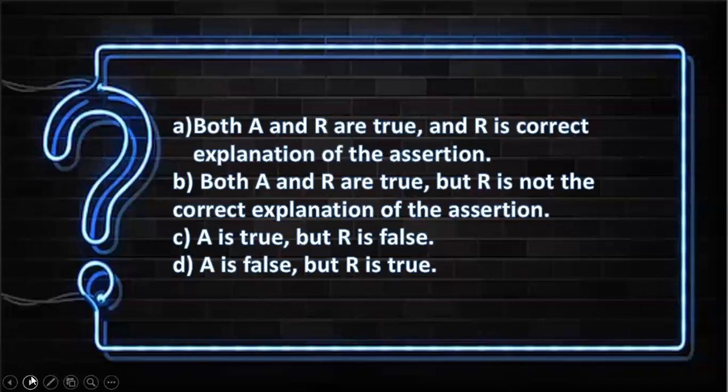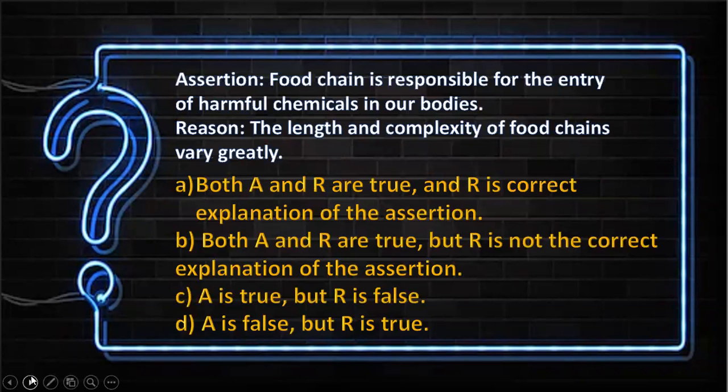Clear with that? So this is the form of the sample paper in the bio part, right? So let's check. The first statement, the assertion, is that food chain is responsible for the entry of harmful chemicals in our body. So harmful chemicals enter our bodies through the food chain. The reason given is that the length and complexity of food chain vary greatly. So once again, read the assertion.